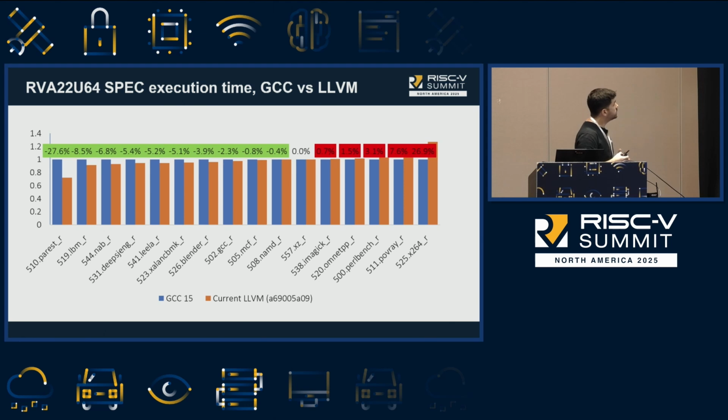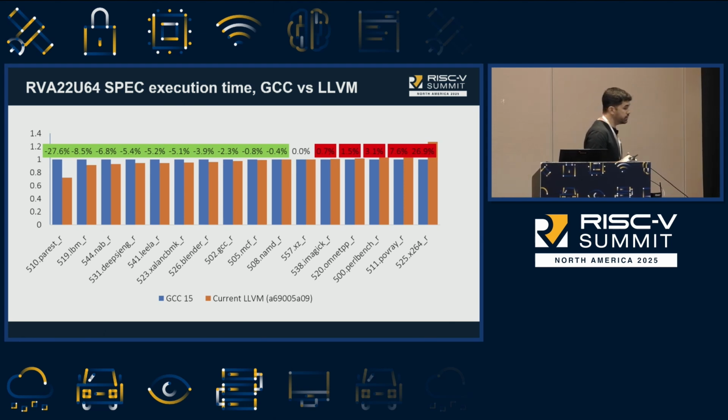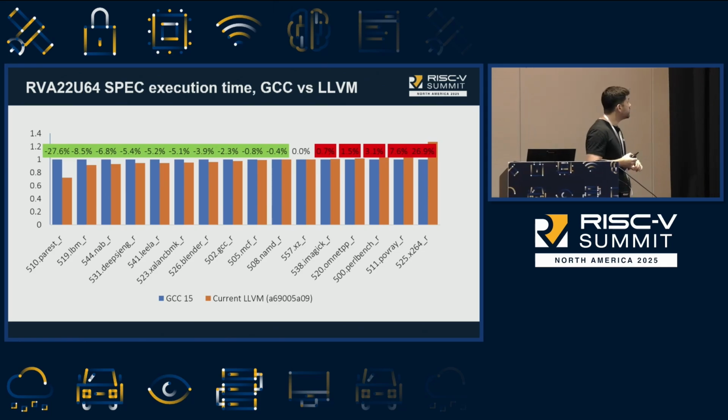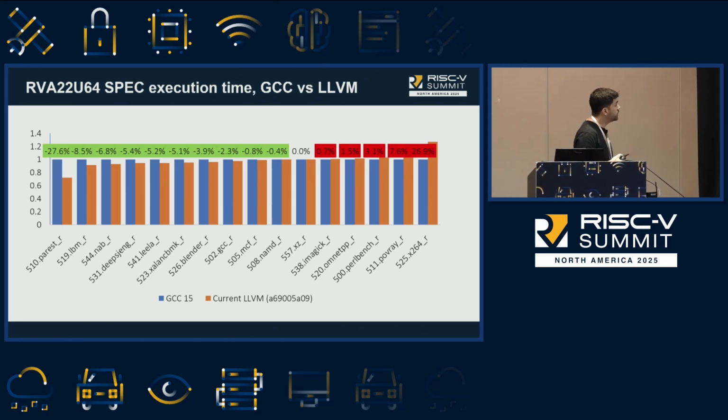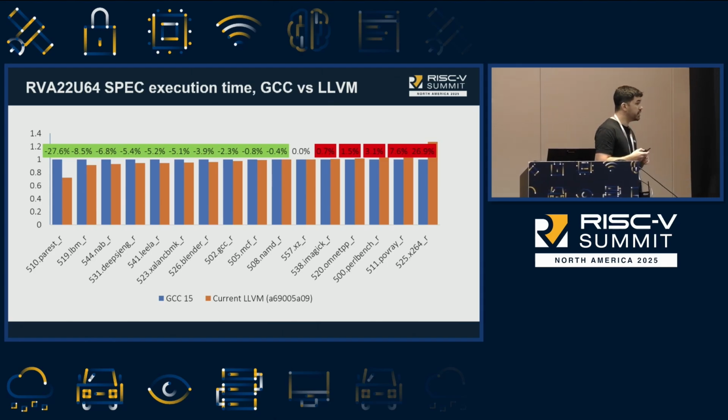So this is SPEC RVA22 with no vectors enabled. We see that we can be up to 27% faster, but we can also be almost 27% slower. So I think we are almost there with GCC. There's still X264. We still have to look at why we are being so slow on scalar code.